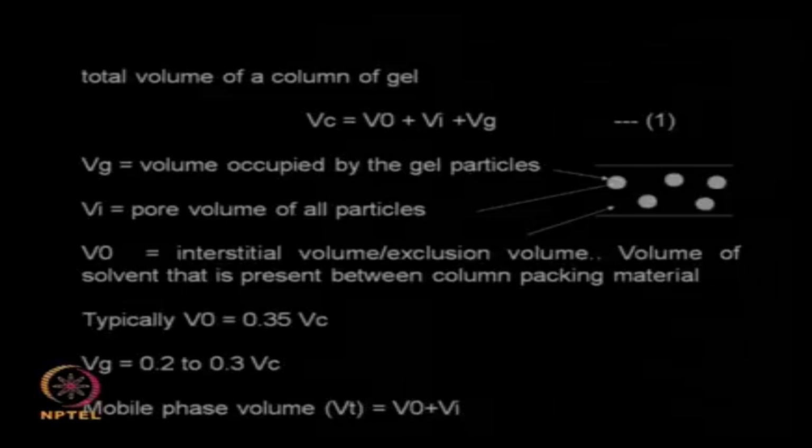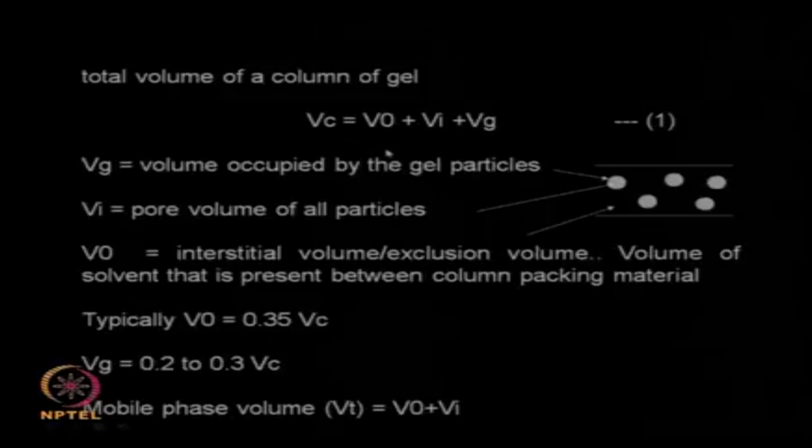Or exclusion volume. So there are three terms here: the volume occupied by the interstices between these beads, the pores present in the beads, and the volume occupied by the gel particle. So all these three make up the total volume of a column of a gel.